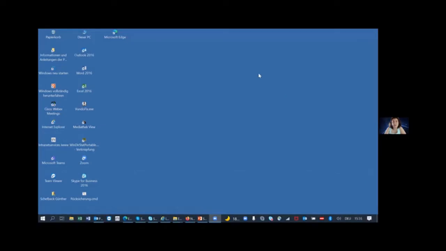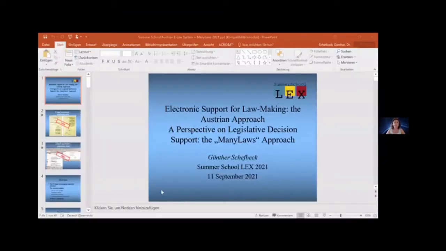I recall to our mind that the Austrian Parliament was one of the first in Europe to adopt XML with the modification of the Constitution. That happened, if I am correct, in 2001. So, very advanced technology adopted since the beginning. And so Professor Günther Schefbeck can show us the Austrian Parliament lawmaking system based on XML and the digitalization.